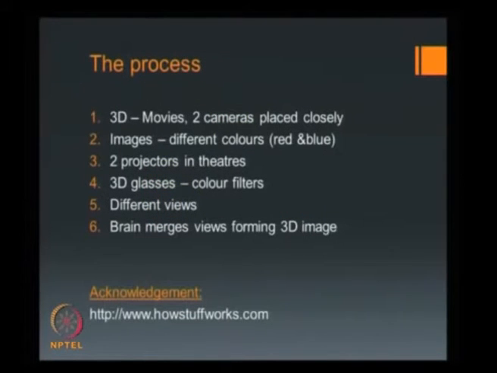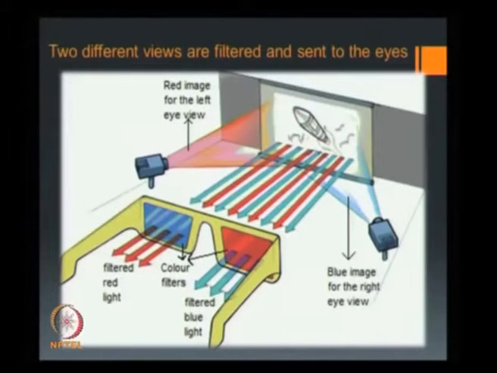3D movies are taken using red and blue cameras placed closely, and in theaters the color filters in the 3D glasses allow only, say, red light to enter the left eye and the blue light to enter the right eye, which when merged by the brain gives us a 3D image like this.